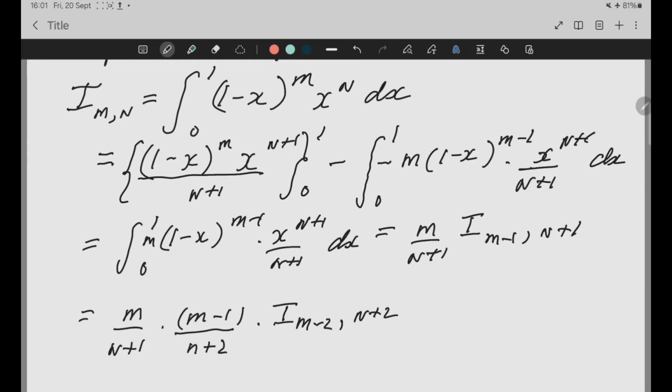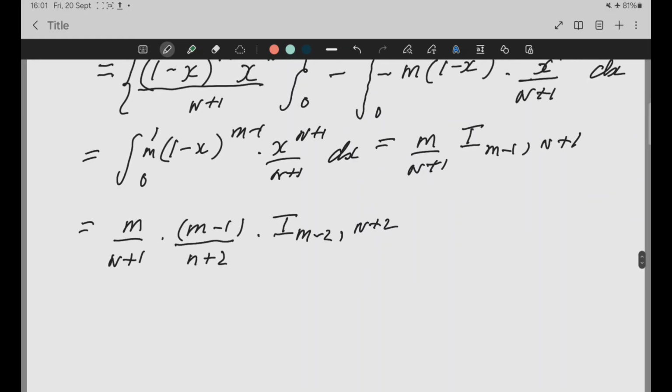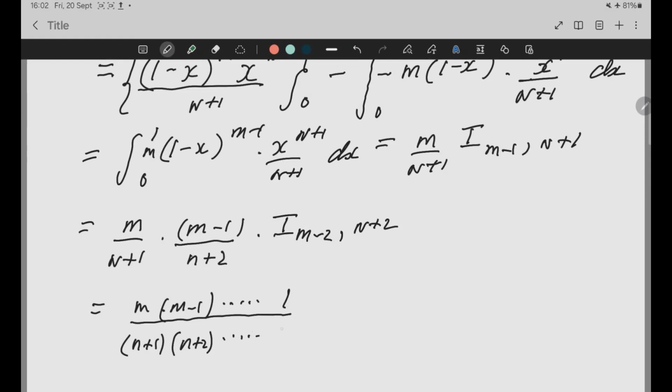And we can continue in that vein until we run out of numbers on the top. And we'll come down to this: m times m minus 1 all the way down to 1. Obviously we can't continue beyond that because that would then be 0. And the bottom terms, remembering that the corresponding terms have to add up to m plus n plus 1, will be n plus 1, n plus 2, and so on. And the last one will be m plus n. They have to add up to m plus n plus 1.